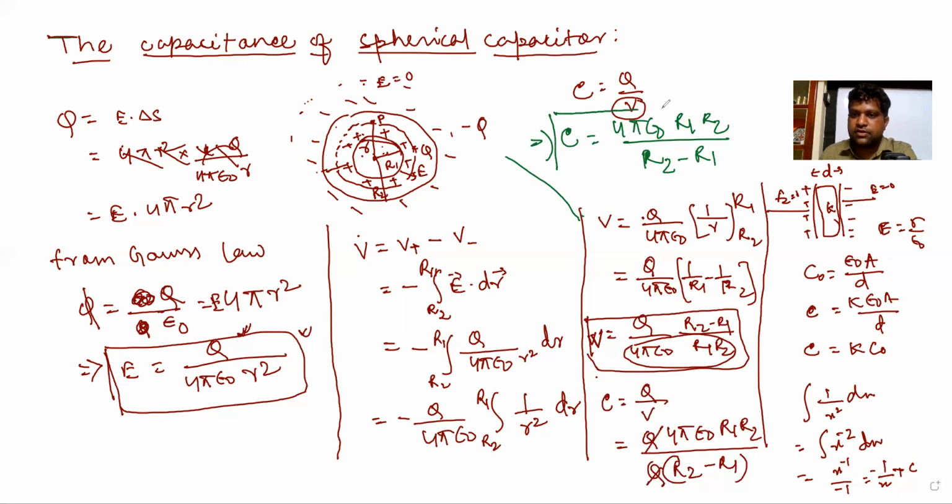So 4 pi epsilon naught R1 R2 by R2 minus R1. This is the capacitance for a spherical capacitor, right? I hope the derivation is clear.